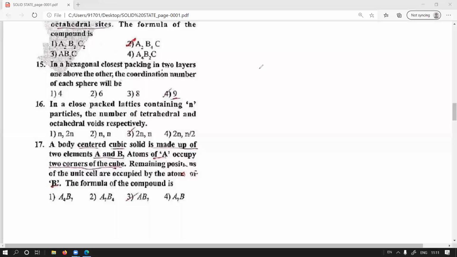In the 15th question, in a hexagonal closest packing in 2 layers, one above the other, the coordination number of each sphere will be. See, first we'll draw the hexagonal closed packing structure. 15th question, see how the hexagonal closed packing arrangement will be present. Like two hexagons are present, and exactly it will match.